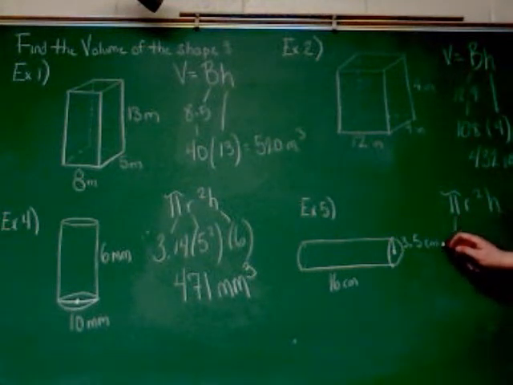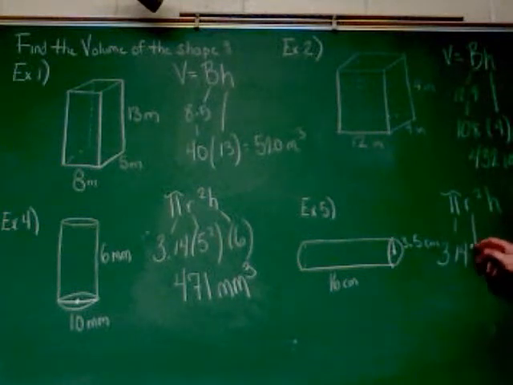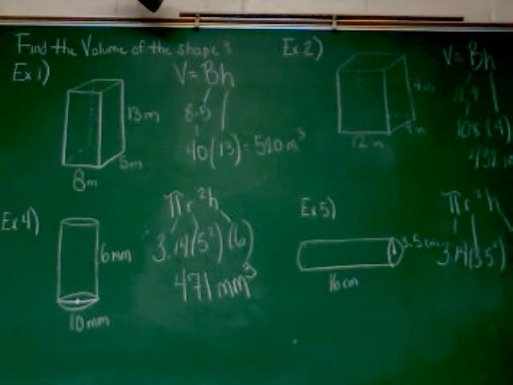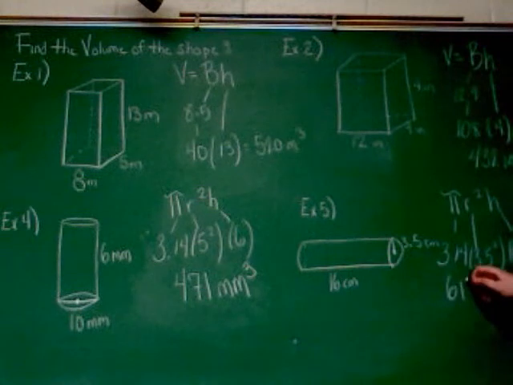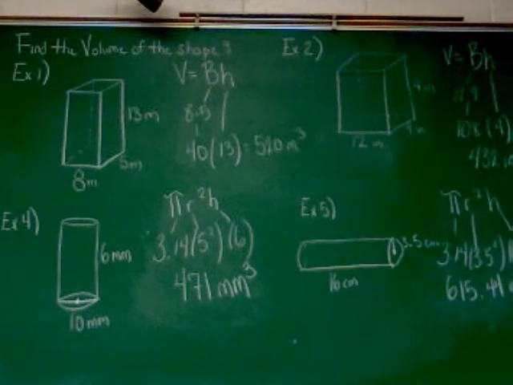Okay, formula starts with pi, 3.14. Radius squared is going to be 3.5 squared. H is the height. Again, it's laying down. Think of it tipped up. The height would be the 16. So you've got 3.14 times 3.5 squared times 16, which is 615.44. That's going to be centimeters cubed.